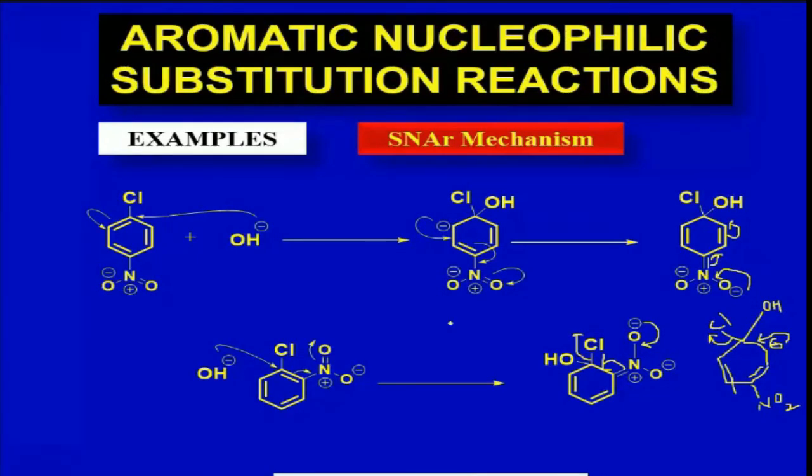Now you see that if the nitro group is at the ortho or para position, the delocalization is effective and it can stabilize the negative charge more effectively.